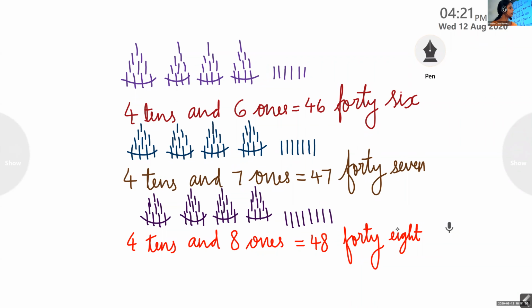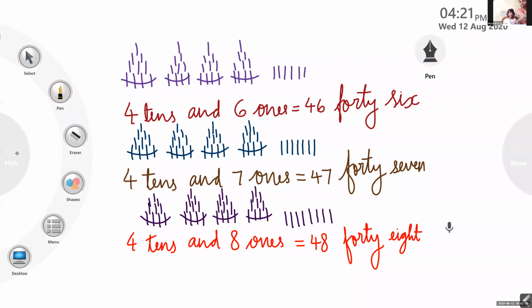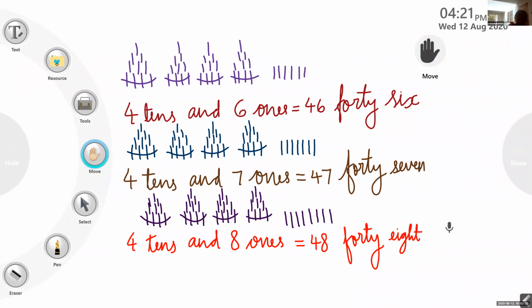48. Diya, what is the next number? 49. How many tens and how many ones? 4 tens and 9 ones. Very good, Diya, very good. So we have the next number, 49.